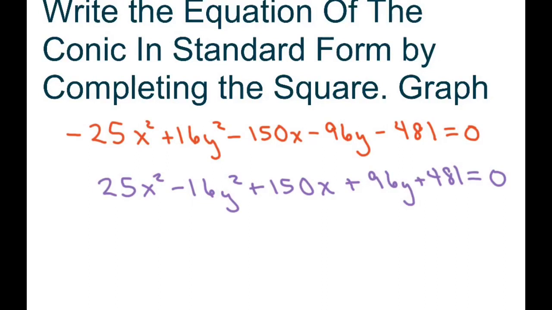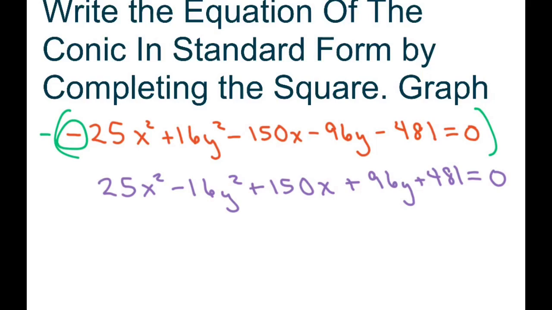Hi everyone, we're going to write the equation of a conic in standard form by completing the square, and we're going to graph it. So this is our question, and when I look at this I don't like that this is leading here. So what I did is I took this whole equation and negated everything. That means I just changed all the signs, and I don't know if this is going to be good, but we might have to rearrange it.